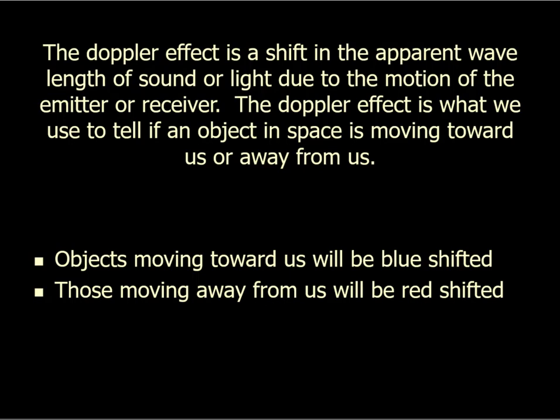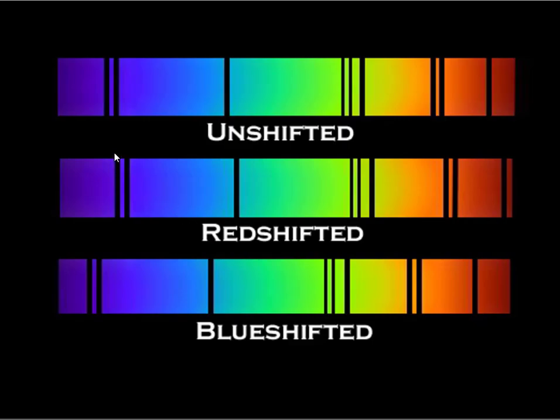But what does it look like? And I'm trying to switch my slide, and it's not wanting to switch, so let's go here. You can see here's a dark line spectrum, and there it is unshifted. Now, if the thing making this light is moving away from us, these lines are going to be shifted toward the red end of the spectrum. Now, this is a huge Doppler shift. Most of them are tiny and you need fancy instruments to detect them, but nevertheless, there it is. If the thing is moving toward us, it will be blue shifted, right?